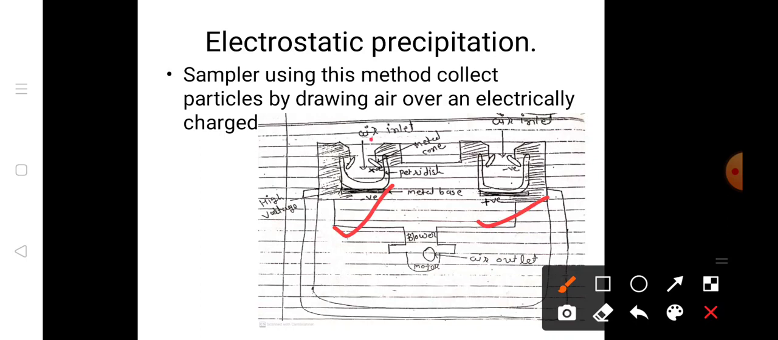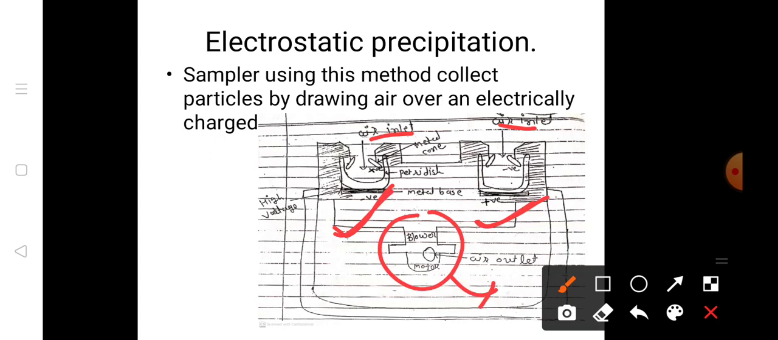If the air contains positively charged microorganisms, they get attracted towards the negative electrode, and negatively charged microorganisms collect onto the positive electrode. The blower removes the excess air, drawing it out. So this is all about electrostatic precipitation.